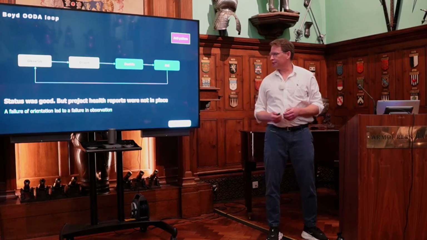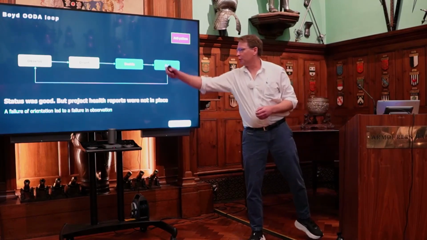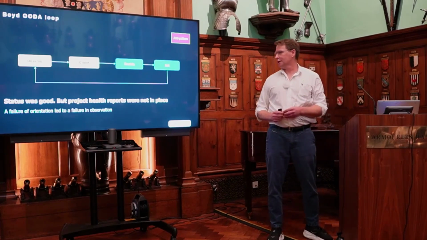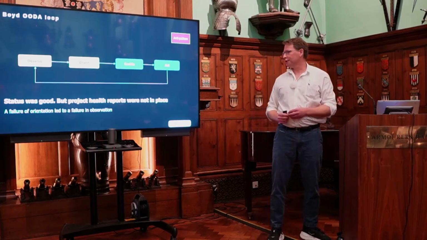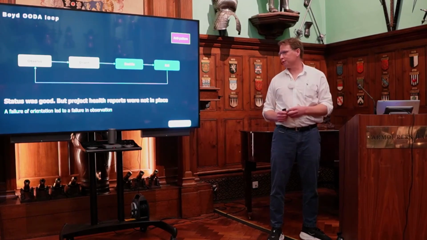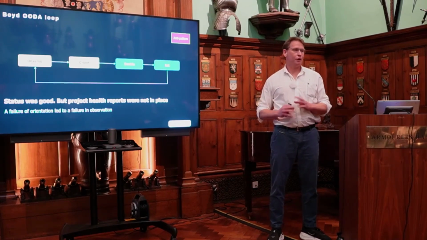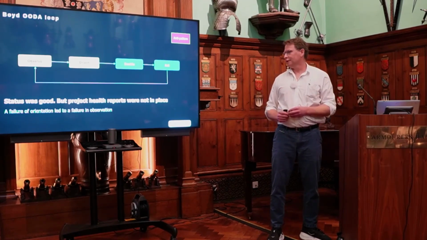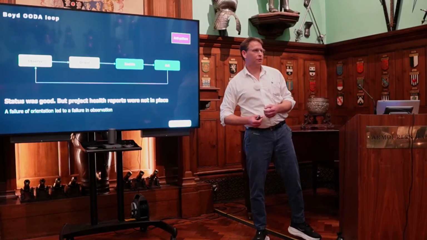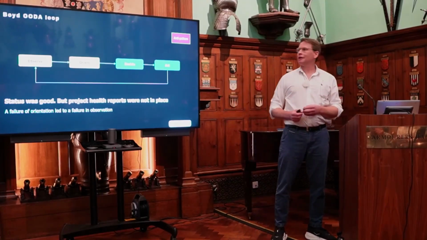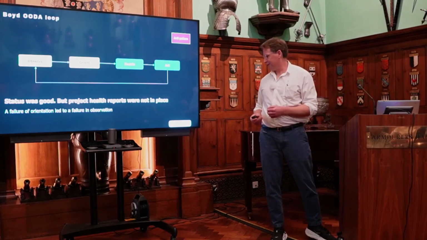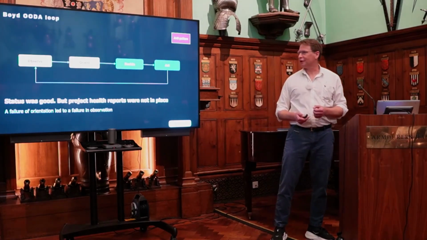Okay, aviation example. Again, a problem with orientation that fed back into observation. Status was good, but this is quite a simple one. There wasn't much project audit going on. There were no project health reports. So unsurprisingly, people could report that status was good. As soon as we started reviewing some of the major programs, things started to change and the position clarified.